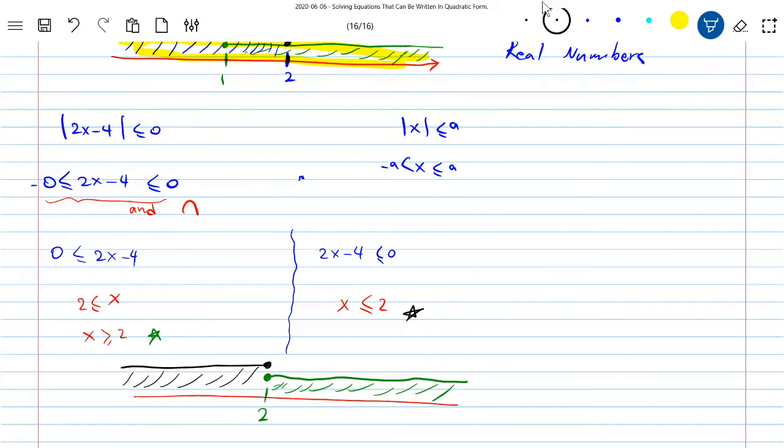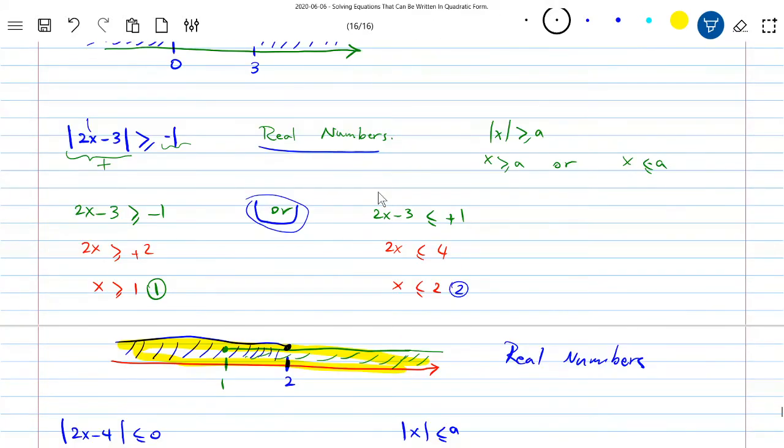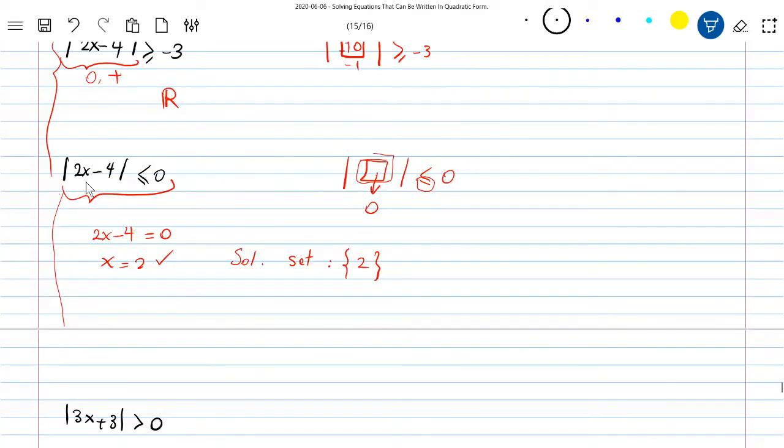What is my solution? Again, remember this was an AND case, so you're looking for the intersection. What do they have in common in this area? It's only this number that they have in common. So what is my solution? Solution, x equal to 2. You can write it as 2. And if you remember, originally we said that if the inequality is less than or equal to 0, that means the number inside can be only equal to 0. So 2x minus 4 equal to 0 gives you x equal to 2. That's why we had only one solution, x equal to 2.